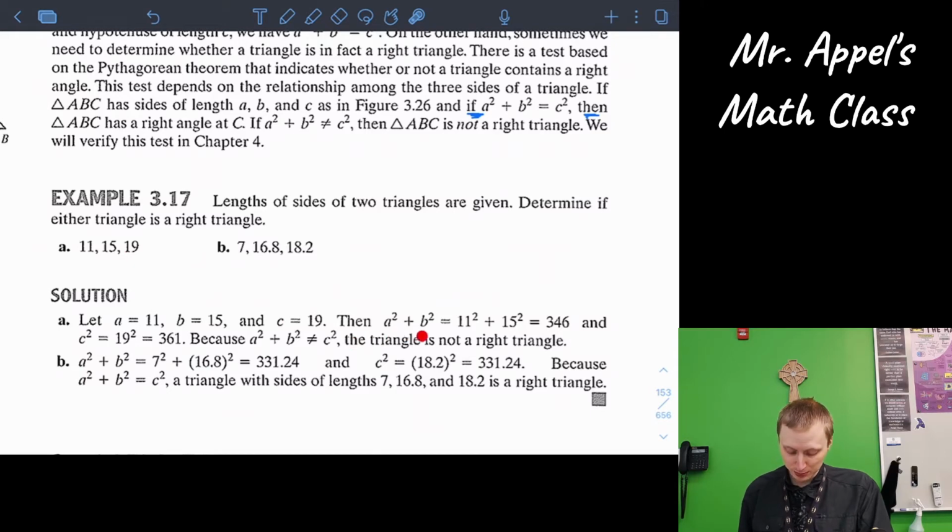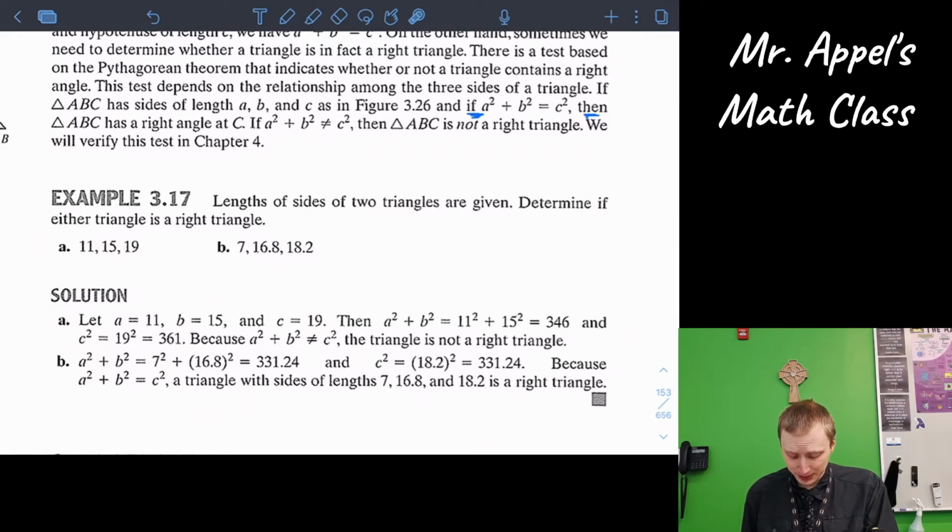Then A squared plus B squared equals 11 squared plus 15 squared, or 346. And C squared would be 19 squared, which equals 361. Ooh, not the same. A squared plus B squared does not equal C squared. The triangle is not a right triangle. So sad.